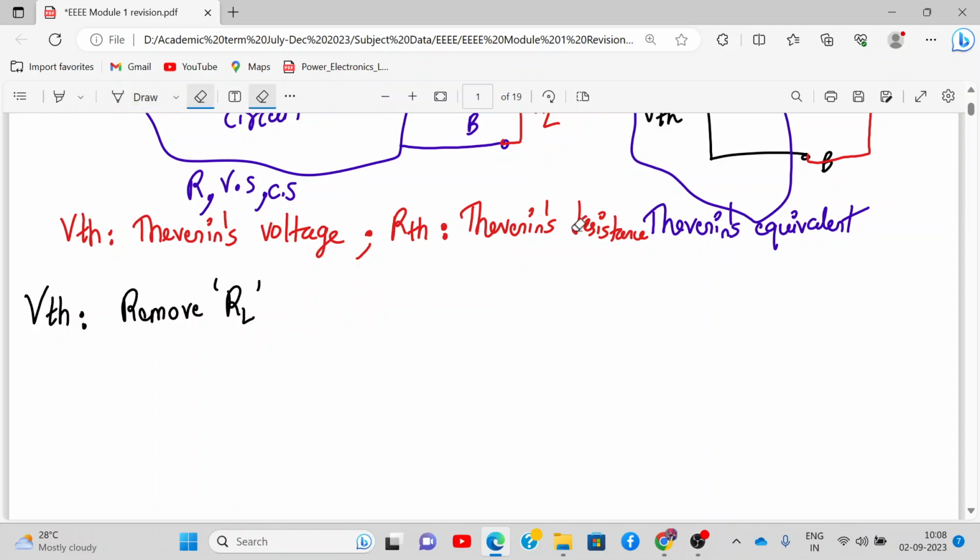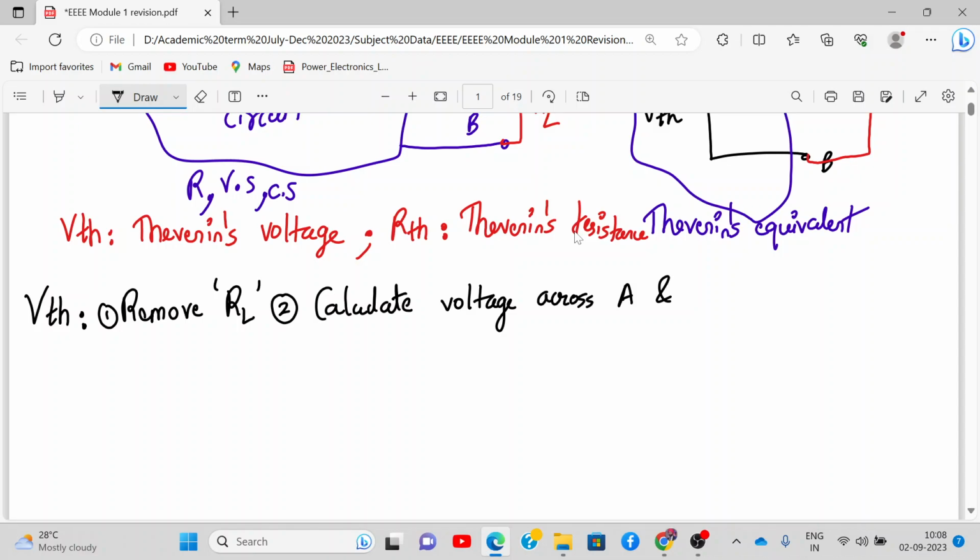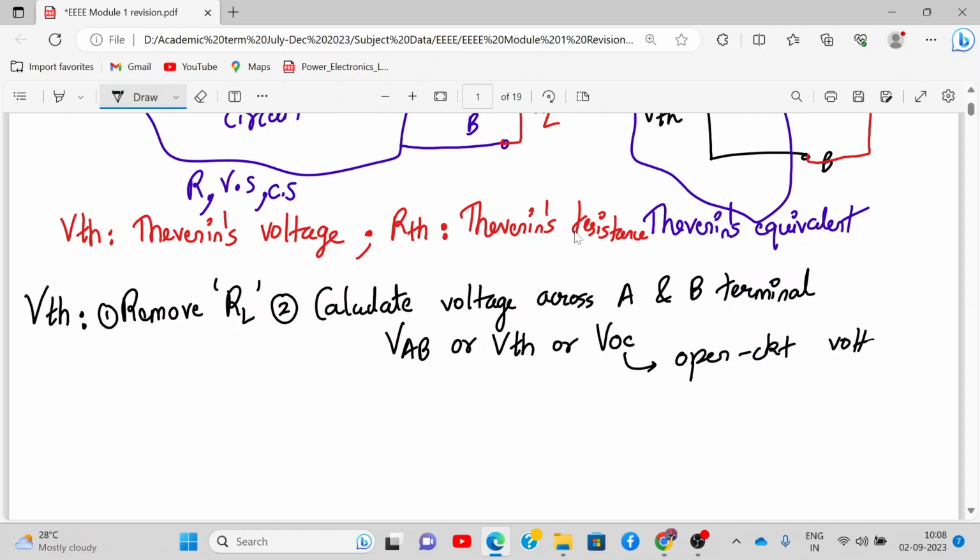I can write it in terms of 1 and 2. So this is the first step. The second step is to calculate the voltage across A and B terminals. And this voltage across A and B terminals is called VAB, or we can call it VTH, or it is also called open circuit voltage. Have some patience. We will get to know all these things when we actually solve a numerical. So this is the way we calculate VTH.